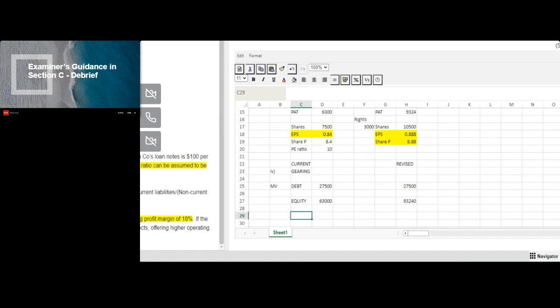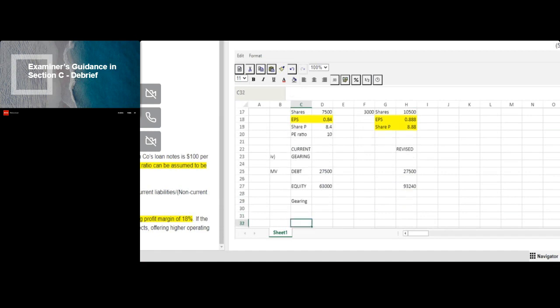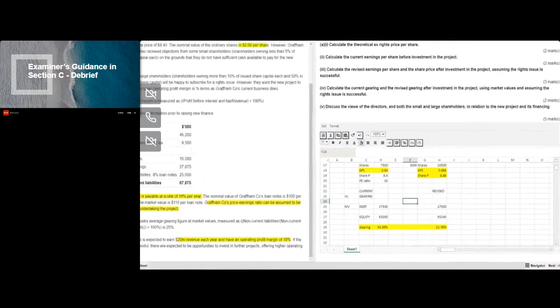We can now calculate the gearing, and remember it's debt over debt plus equity. So we find debt and then we divide it by putting brackets in, debt again plus equity. Make it a percentage and then copy that across so you don't have to do that again. And there we have our answers. So highlight them and there we're done.